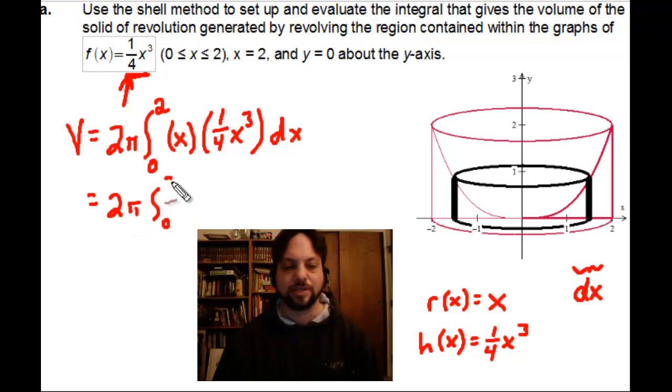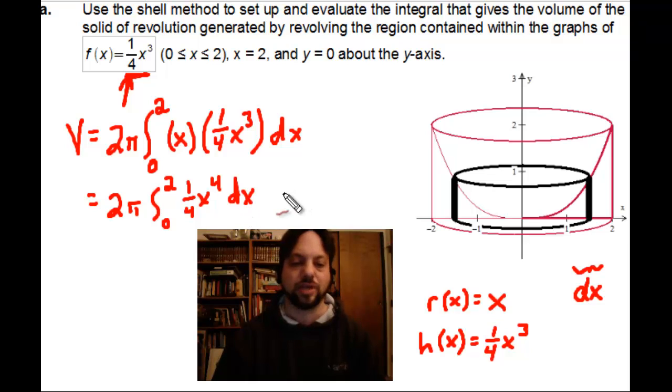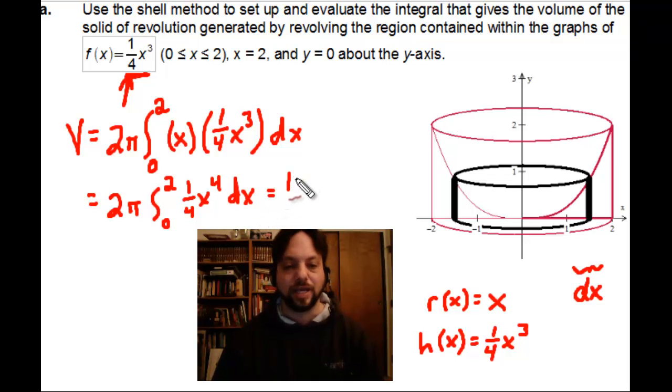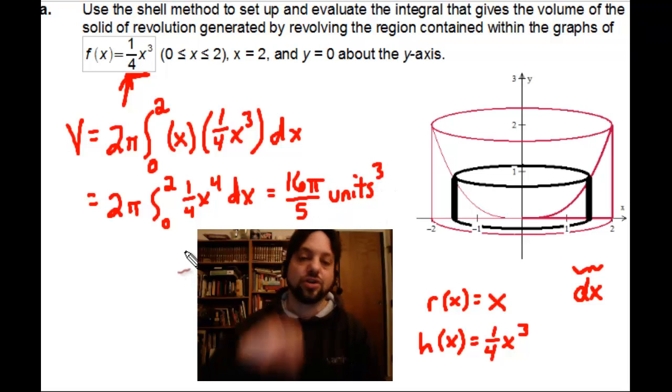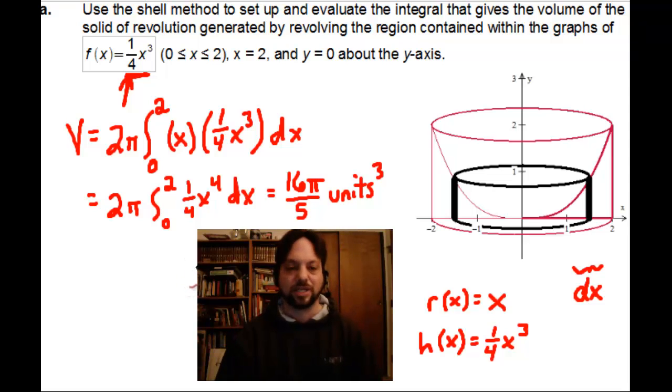We'll have 2 pi integral from 0 to 2 of 1/4 x to the 4th dx. And I'm not going to go through the entire process of integrating that. I'm hoping that you can do that yourself. And if you do it correctly, what you should end up with is 16 pi over 5 cubic units. And so it's an easy integral to do. Quite honestly, you could do this in your calculator if this was a calculator-based question, which it probably would be. And we would end up with 16 pi over 5 units cubed. So it really was not all that bad.